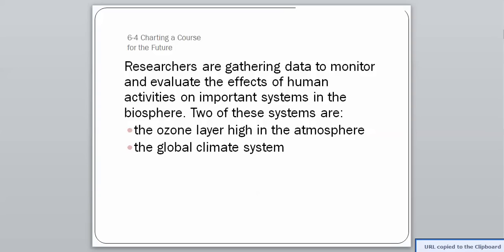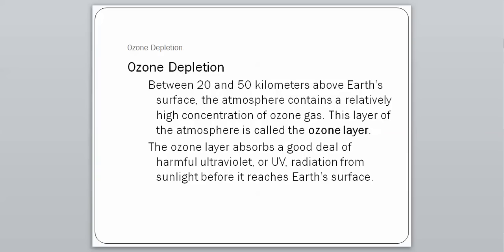The reason why these are a concern is because researchers have been gathering data to monitor and evaluate the effects of human activities on these two important systems. So again, we're really concerned about our ozone layer, which hopefully you've heard about before, and our global climate system. Our ozone layer is being depleted. We've probably heard this before as well. I think we've talked about it in class.